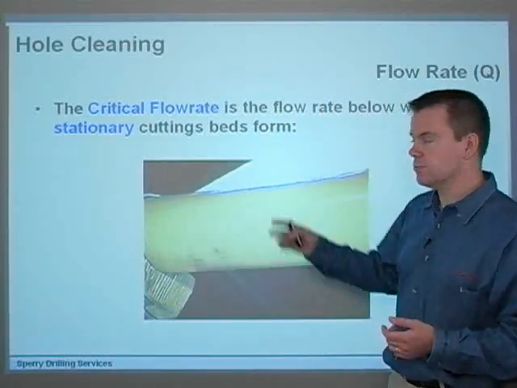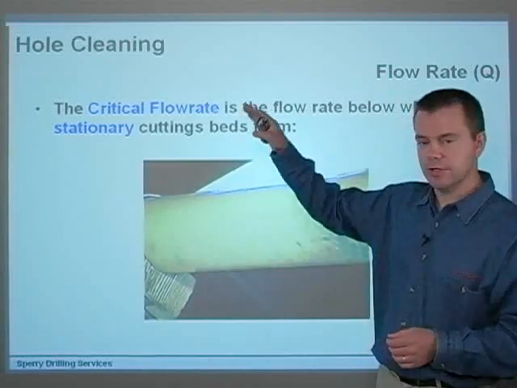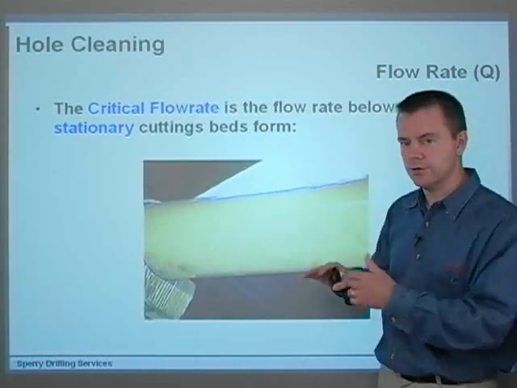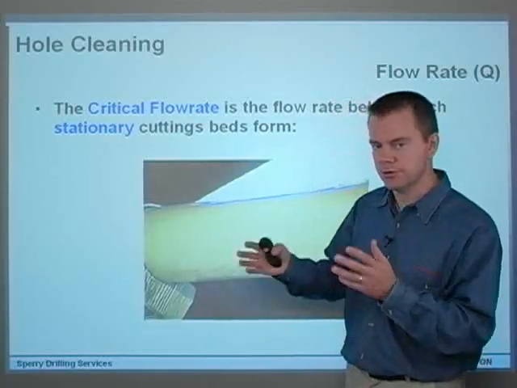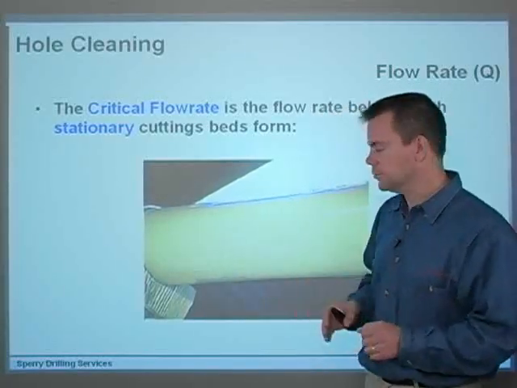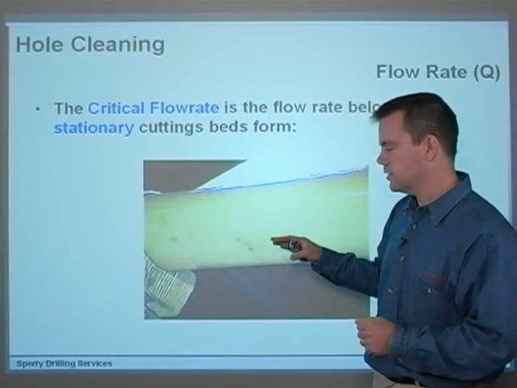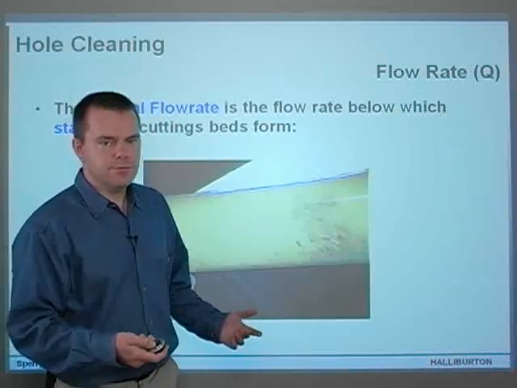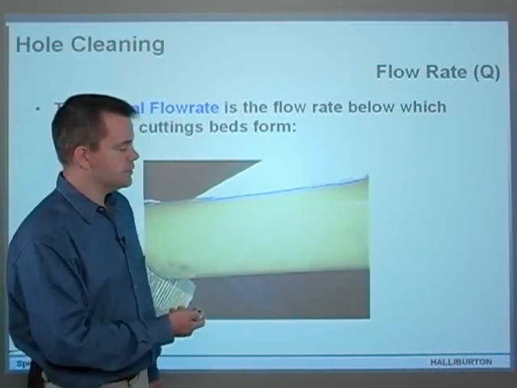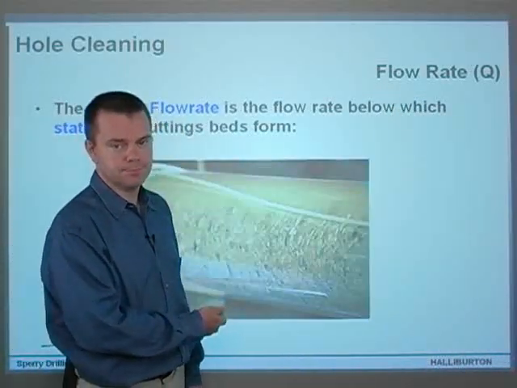Stationary is the word here, and this is critical flow rate for hole cleaning. It's not like critical velocity and annular velocity for turbulent and laminar flow. It's got nothing to do with that. This is a critical flow rate below which stationary cuttings beds form. Now, if we fall below the critical flow rate, let's watch what happens.